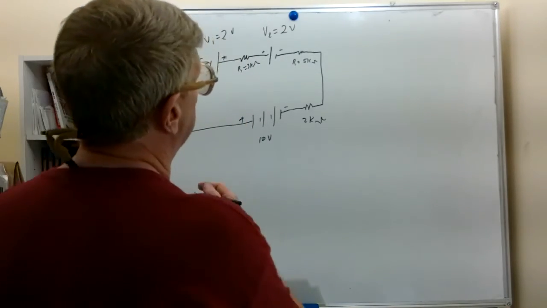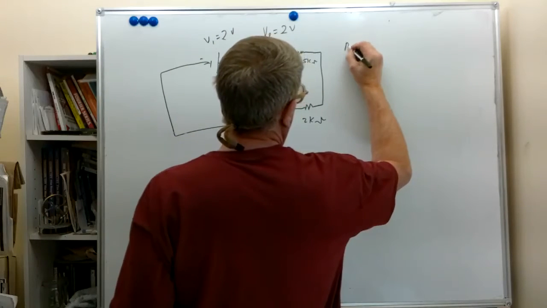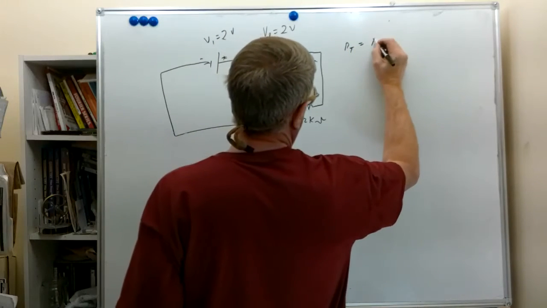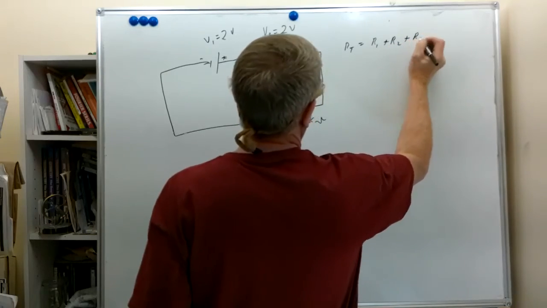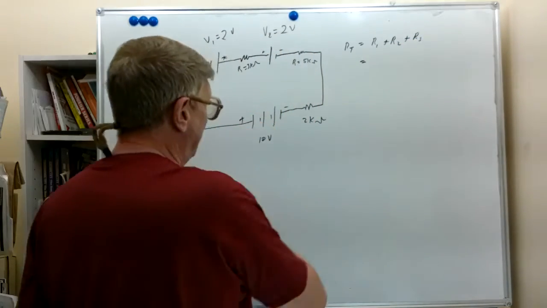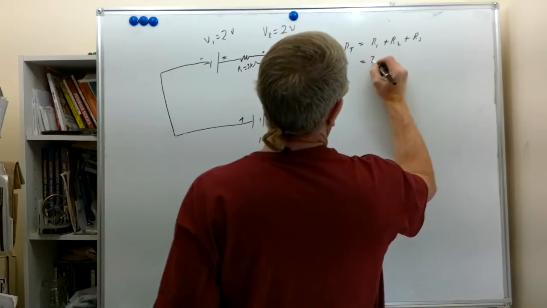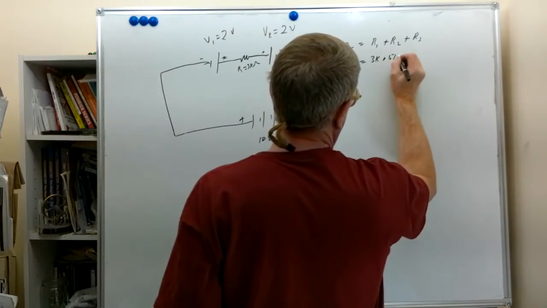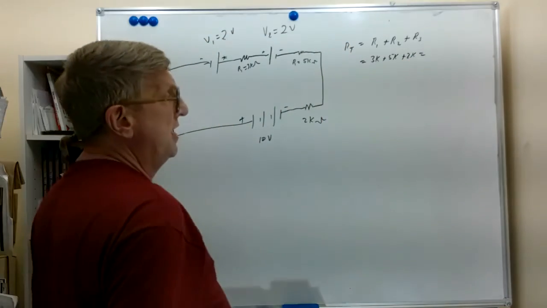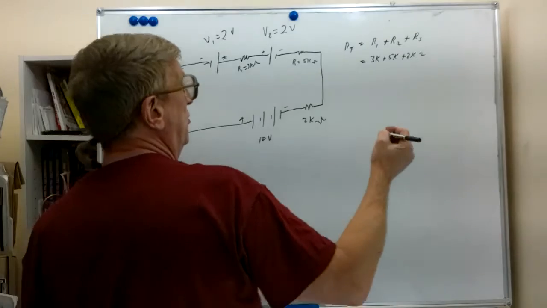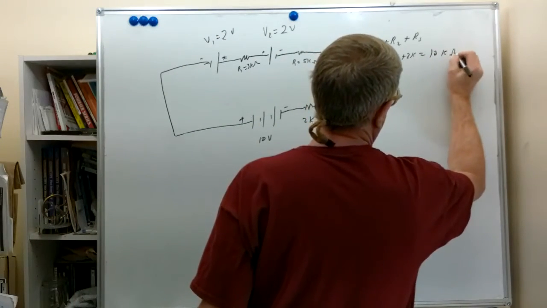What we can see here, we'll use our R total equal to R1 plus R2 plus R3, which we only have 3 here. So we have 3K plus 5K plus 2K, which is 10K ohms, or 10,000 ohms.